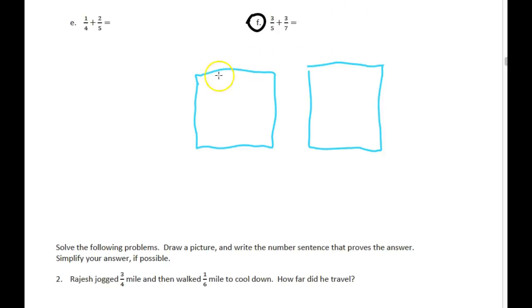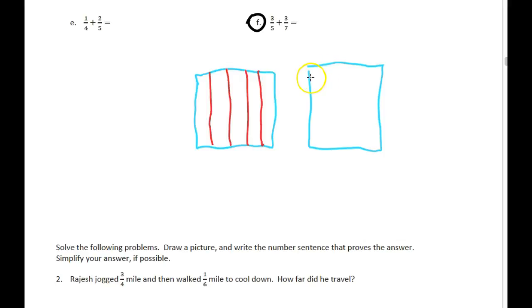So this one needs to be fifths. So we're going to make 4 lines. 1, 2, 3, 4 lines. Here's your 5th one. 5 lines because you include the end one. 1, 2, 3, 4, 5 spaces.